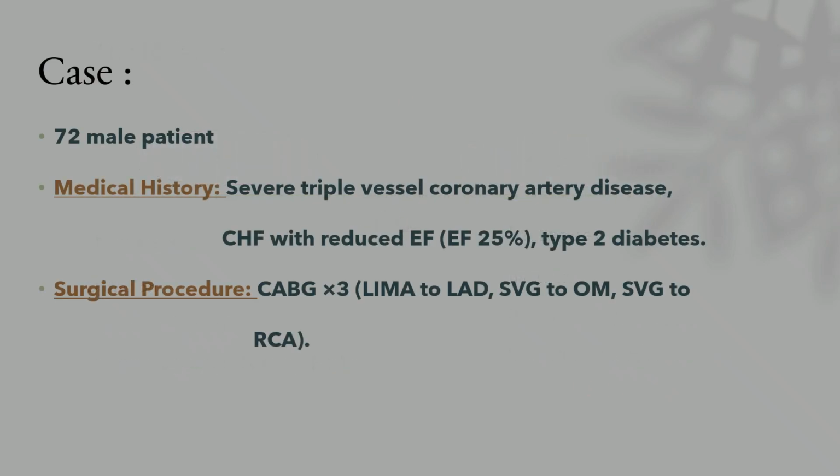After a quick revision of intra-aortic balloon pump physiology, I will present a live case, which is a 72-year-old male patient. This patient has a medical history of triple vessel coronary artery disease, with chronic heart failure with ejection fraction less than 25%, and type 2 diabetes. The patient went to the OR for coronary artery bypass. He had CABG by 3, LIMA to LAD, and vein to OM and RCA.